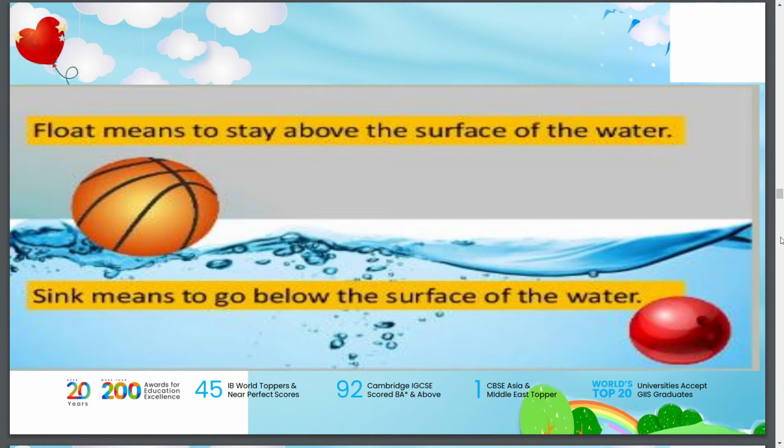Float means to stay above the surface of the water. Sink means it goes below the surface of the water. Here, as an example, the basketball is on top of the surface of the water, and this other ball is below the surface of the water.